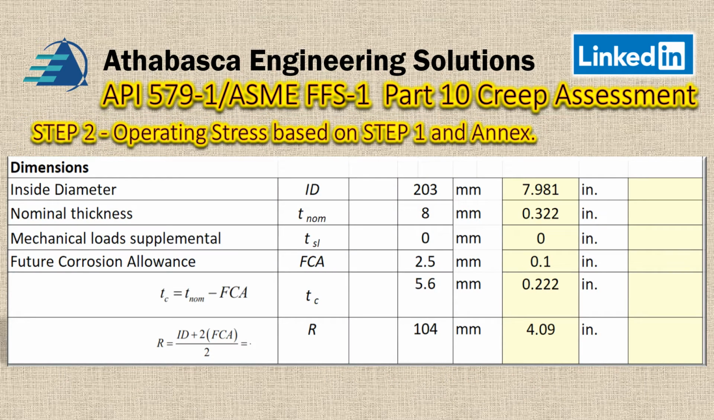We continue on with our analysis. We've organized our inside diameter, and as part of the calculation, the nominal thickness and the mechanical supplemental loads. In this case, we leave that out for this example, but that's where you would insert it. You can see the next page where that would go. And the future corrosion allowance, as we said before, was given. And then we'd calculate tc based on the nominal thickness minus the future corrosion allowance. And then this is for the radius. And these are the equations you would use for a cylindrical tube.